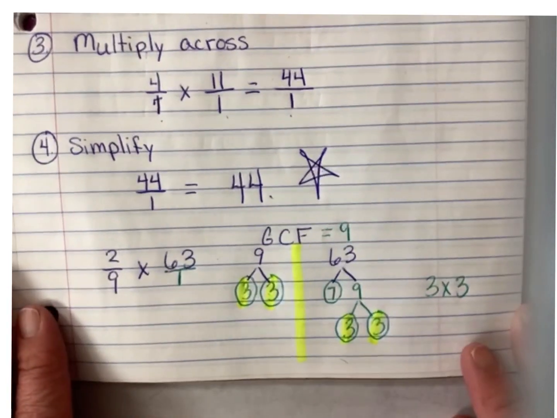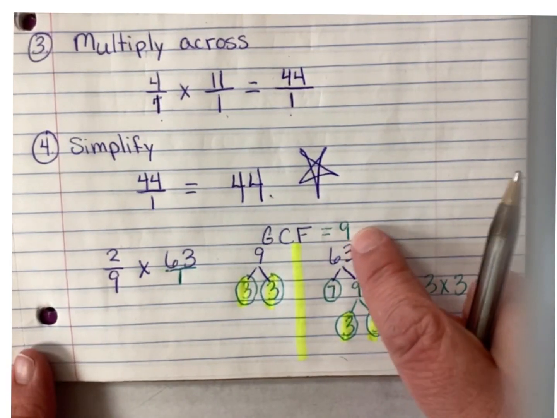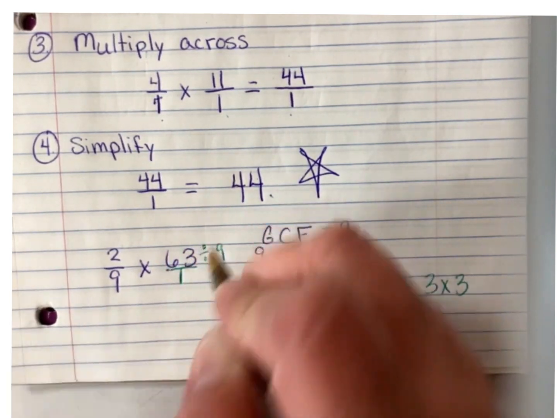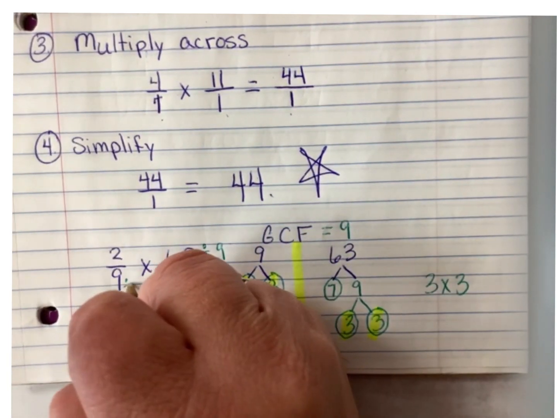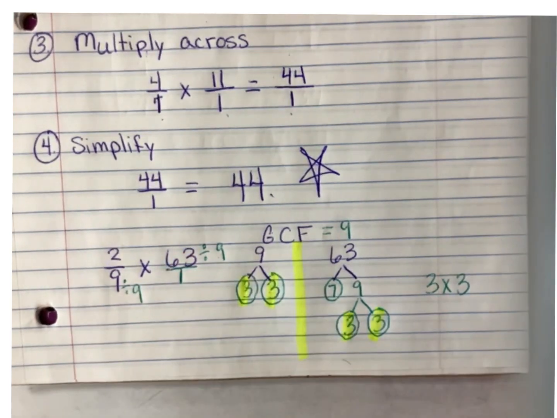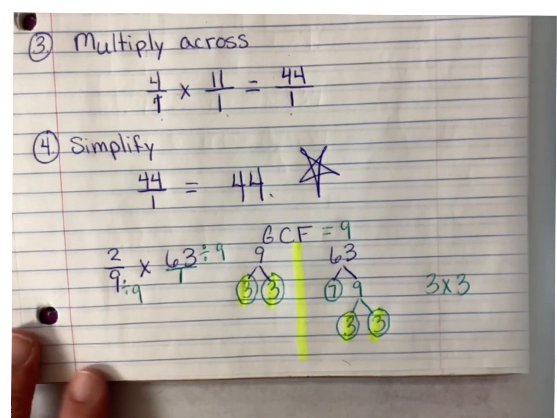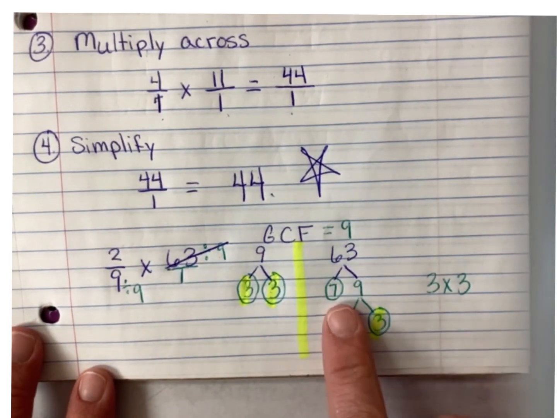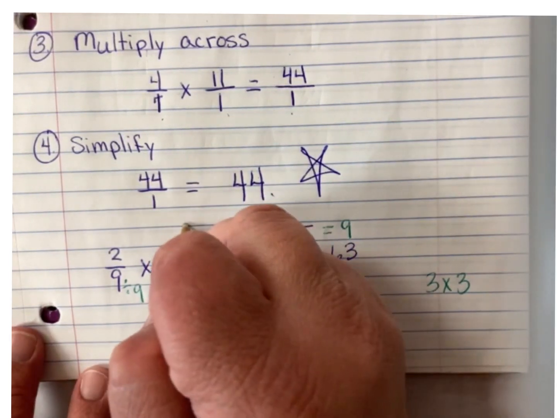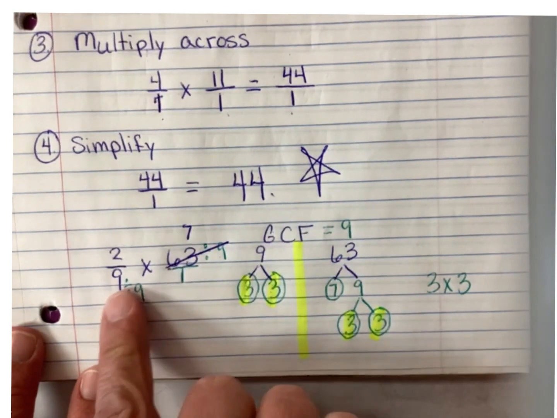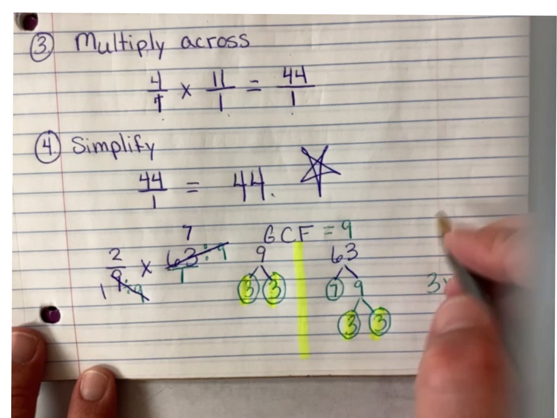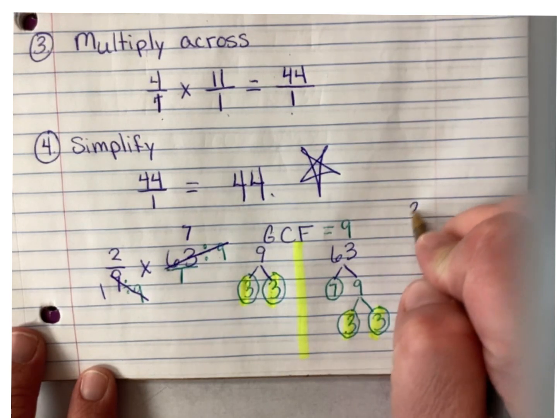So then I'm going to go back to my problem. I'm going to use that GCF to cross-reduce. I take 63 divided by 9, and 9 divided by 9. And I'm going to get a different fraction now, because this is going to make 7, and this is going to make 1. So now I'm going to follow the next step.